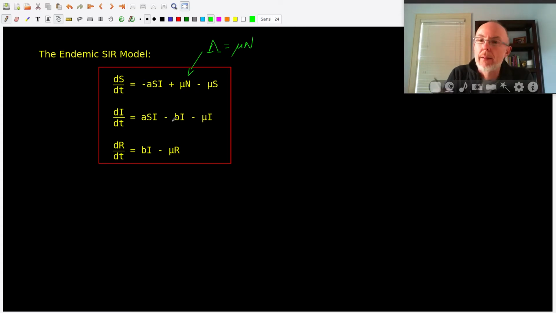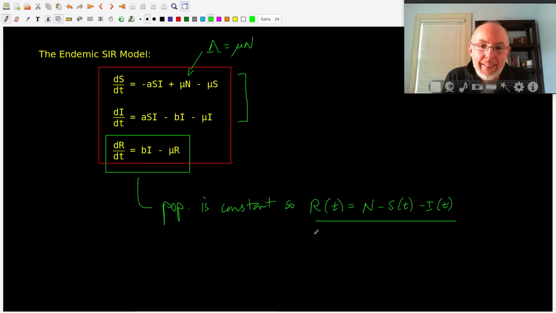So let's think about the graphical analysis of this model. Again, we want to be able to do a graphical analysis, which means I'm going to ignore this last term so that we don't have to worry about 3D, because notice that if the population is constant, then the number of recovered or removed people I can get entirely by knowing the total population and the current number of susceptible and infected people.